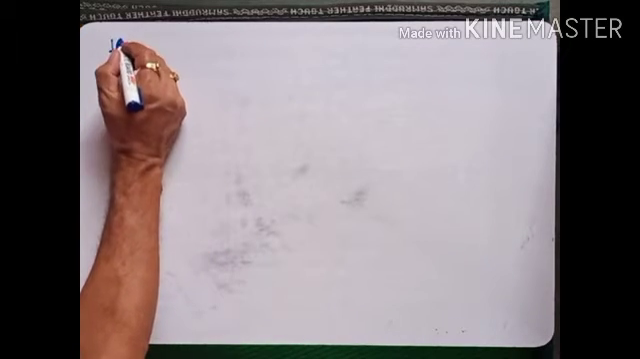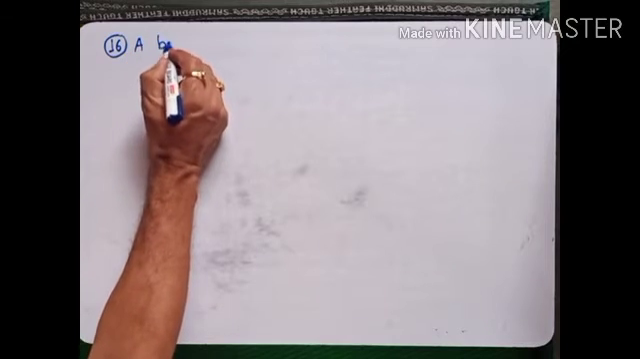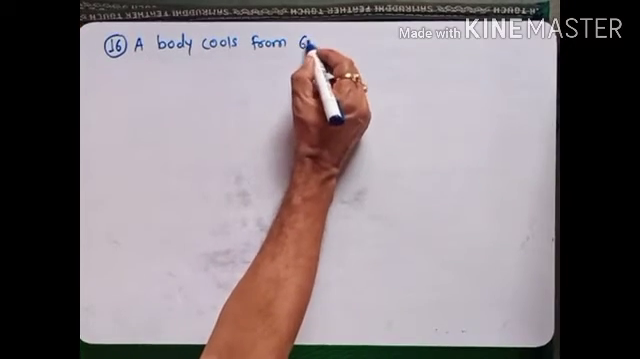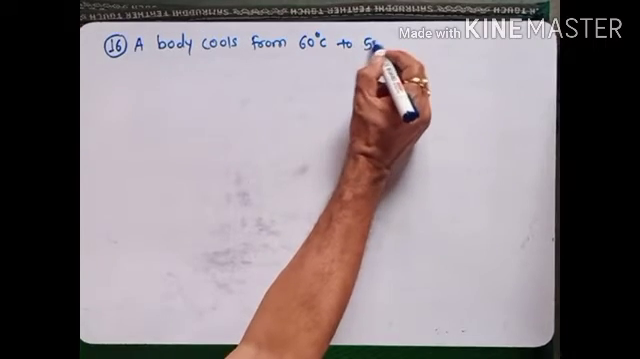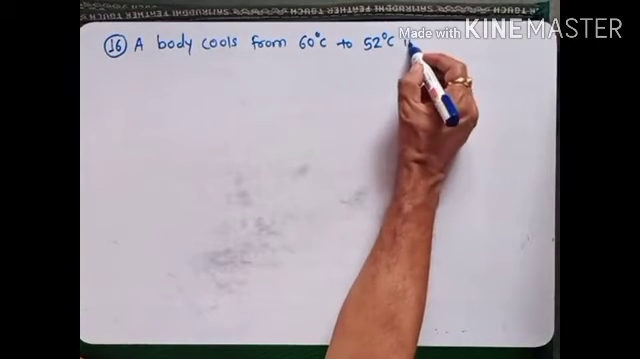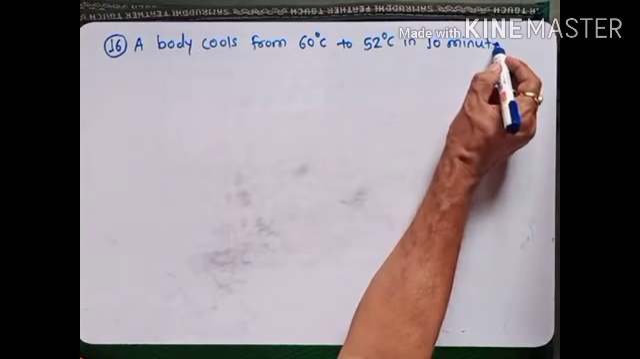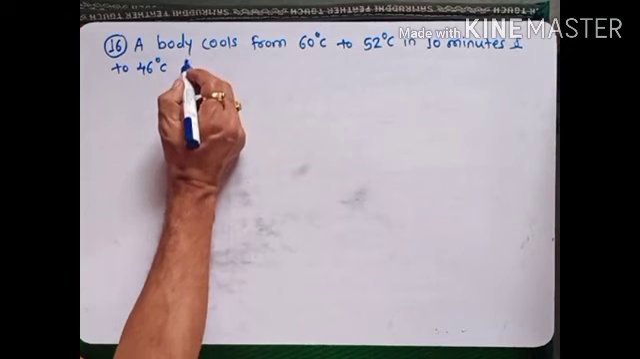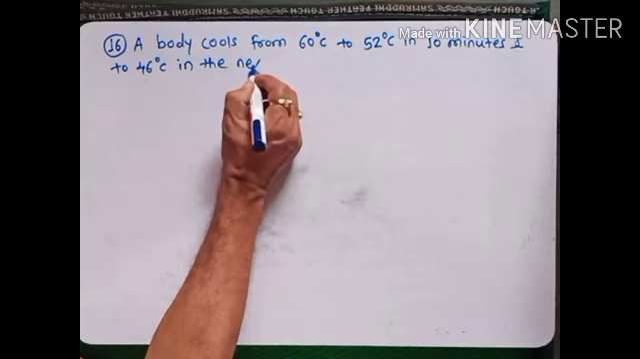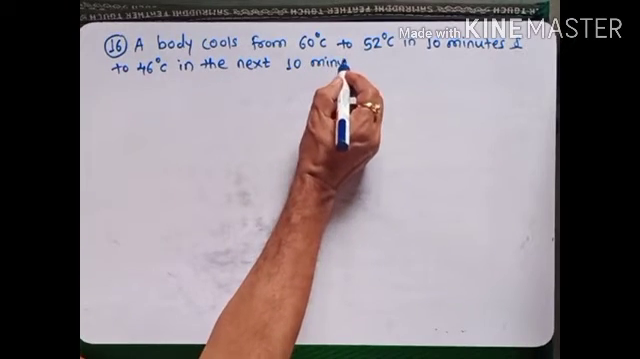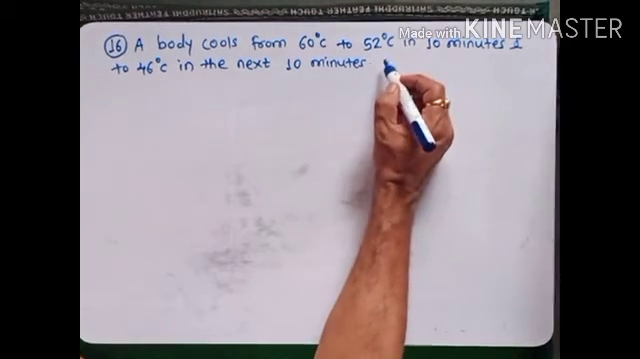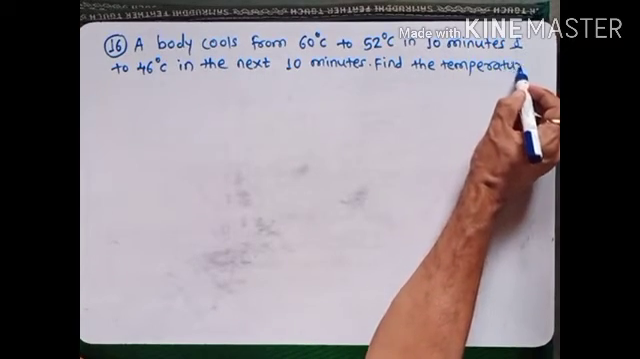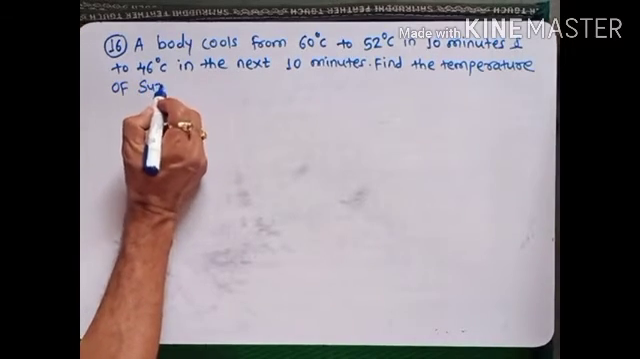Question number 16. A body cools from 60 degrees centigrade to 52 degrees centigrade in 10 minutes and to 46 degrees centigrade in the next 10 minutes. Find the temperature of surroundings.